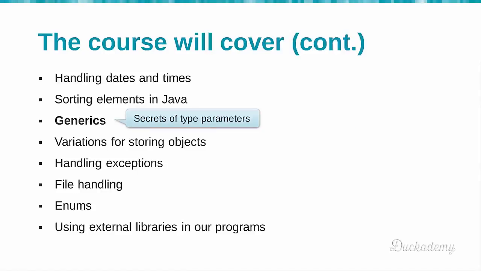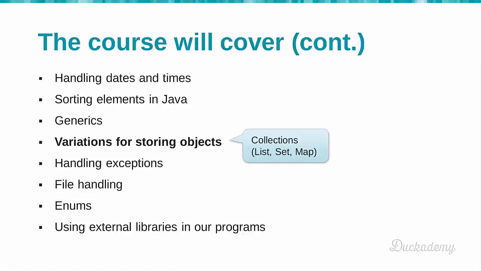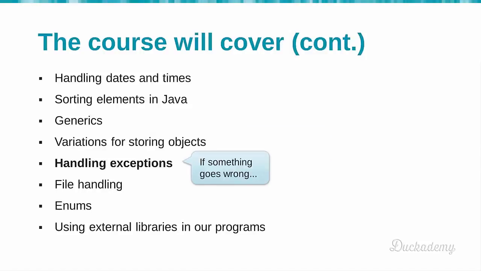There is an interesting part of Java. This is generics, and we will see what the secrets of the type parameters are. We will see what the collections framework is. They are classes that are useful for storing objects in different ways. We will see what the list, the set, and the map are. And then if something goes wrong, Java will create and throw exceptions, and we have to catch them and return back to normal state.